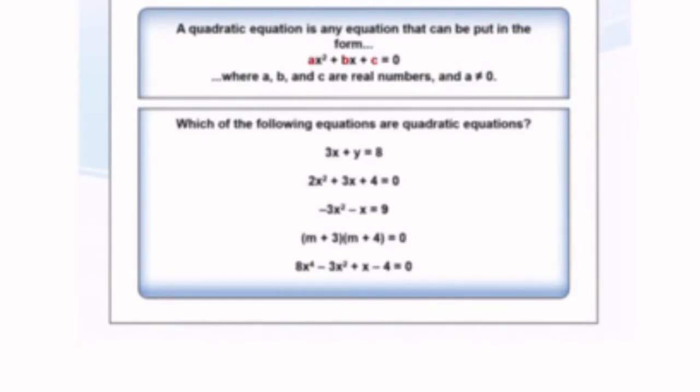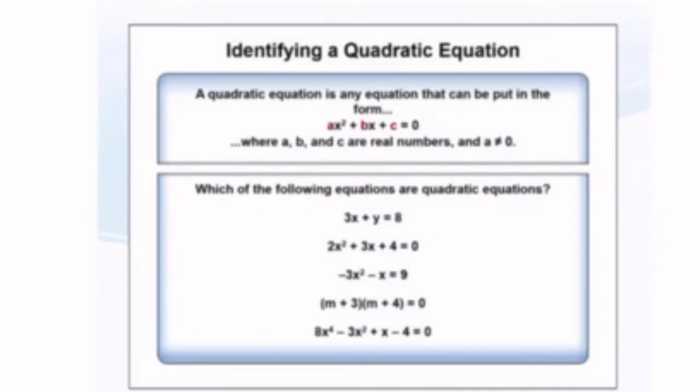The equation of a quadratic, as we learned, is y equals ax squared plus bx plus c. It could also be written in the form of ax squared plus bx plus c equals 0, where a, b, and c are real numbers and a cannot equal 0. Which of the following equations are quadratic? Look at the first example. There is no x squared, so that's not a quadratic.